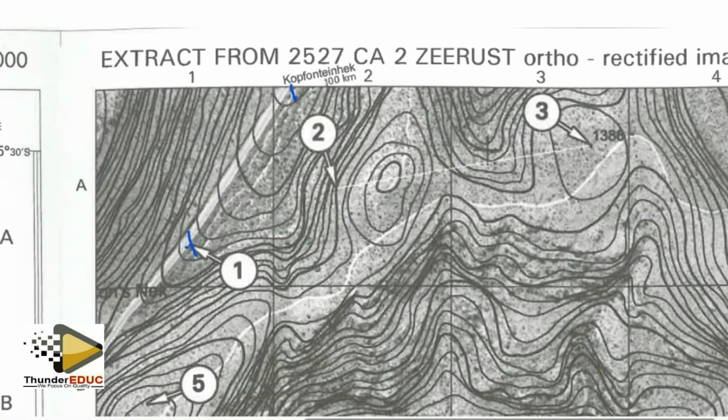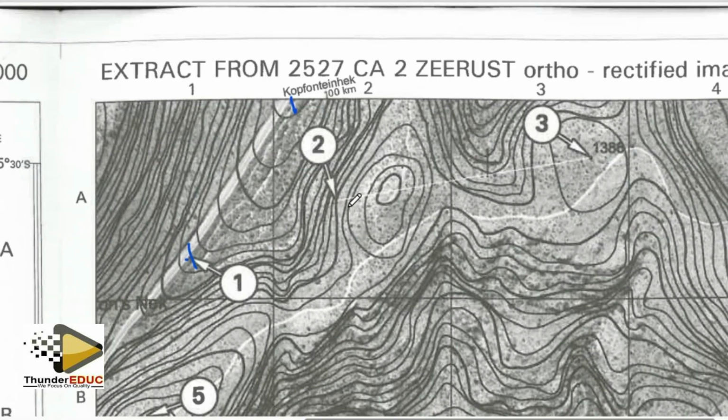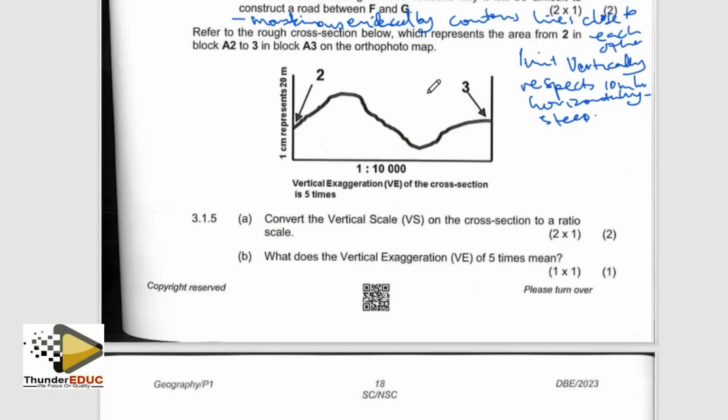But try to zoom it out such that I can be in position to see my features. 2 is here and 3 is here. So you can see this nature, this nature, this nature. And when you look at it roughly, this is a cross section, right? So the first one is to convert the vertical scale on the cross section to the ratio scale.